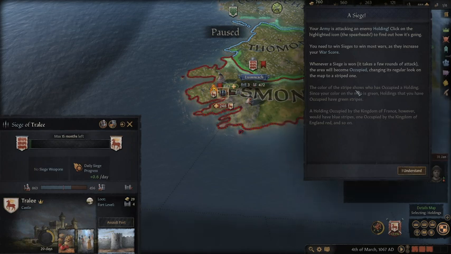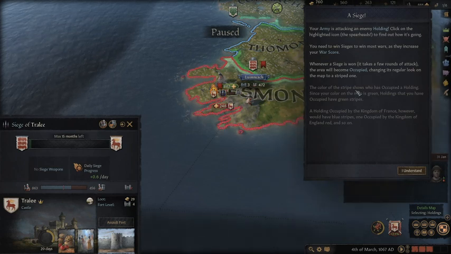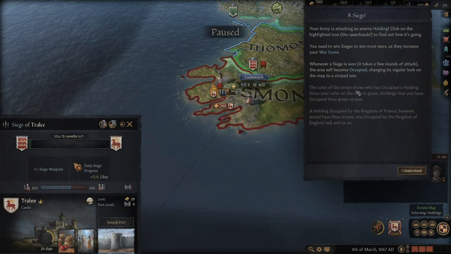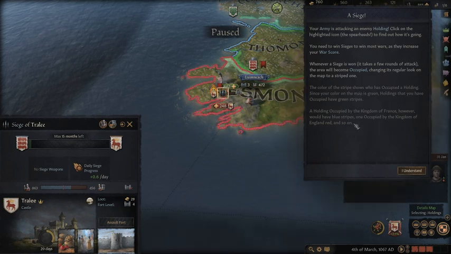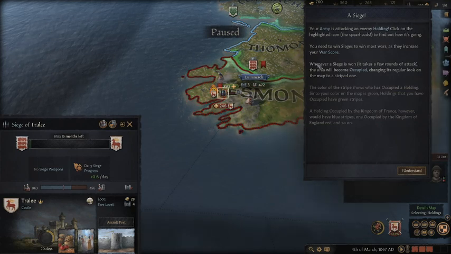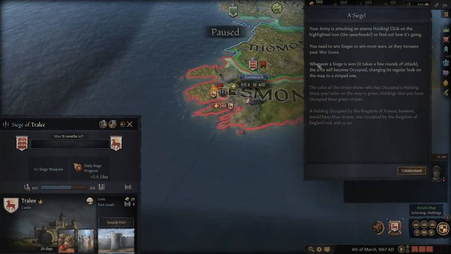As they increase your war score, whenever the siege is won, it takes a few rounds of attack. The area will become occupied, changing its look on the map to a striped one. The color of the stripe shows who has occupied the holding. Since your color on the map is green, holdings you have occupied will have green stripes. A holding occupied by the King of France, however, would have blue stripes. One occupied by the King of England, red, and so on.